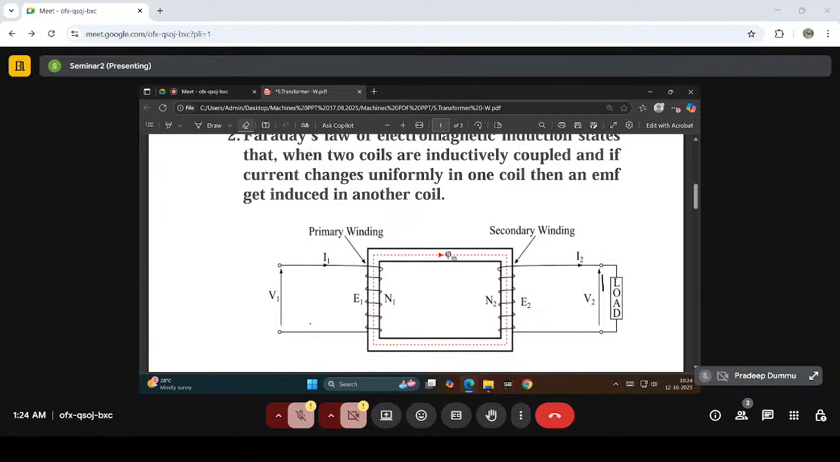You explain the working principle of transformer. First, what do you do? Tell me the construction first. How have we done it? Take a steel bar, cut into shape. After that, wound a copper wire on the left side and the right side.